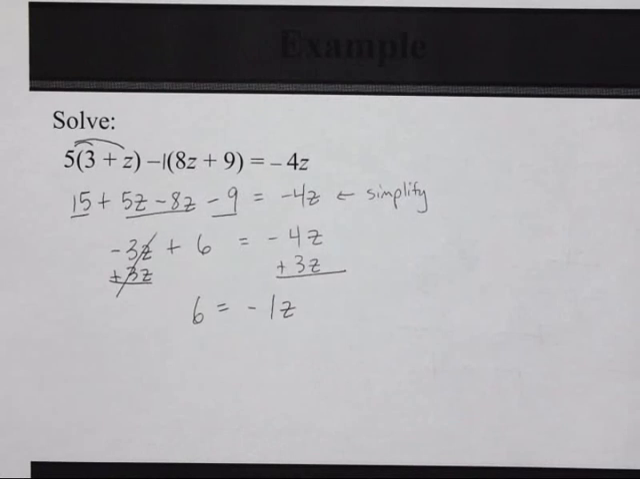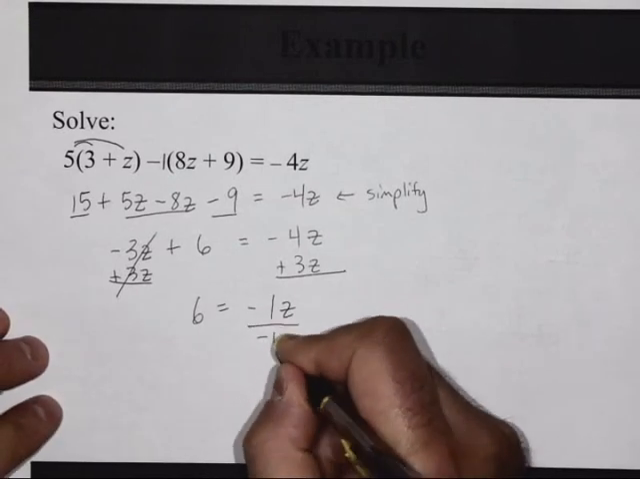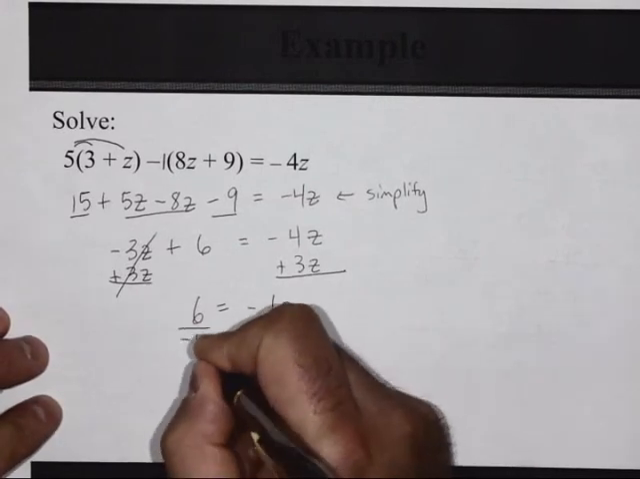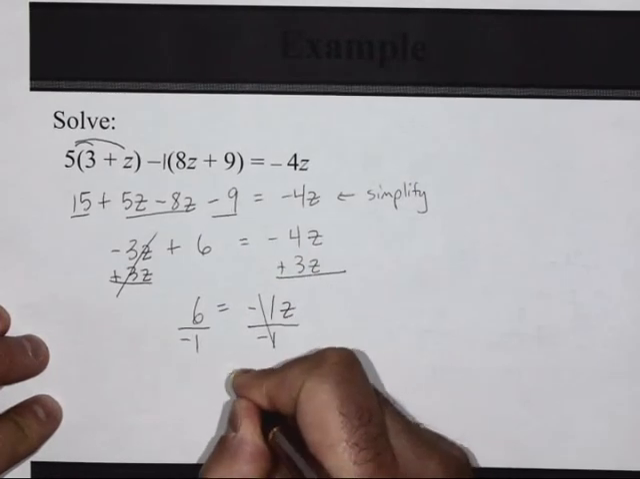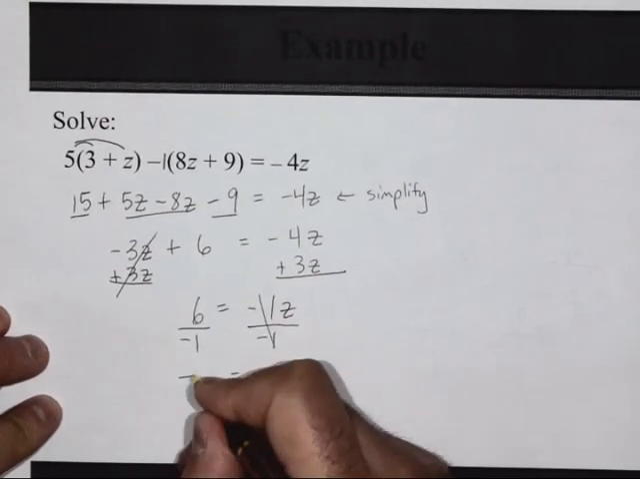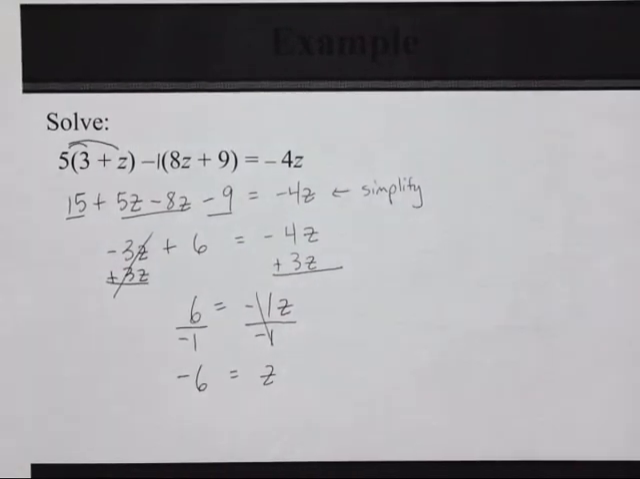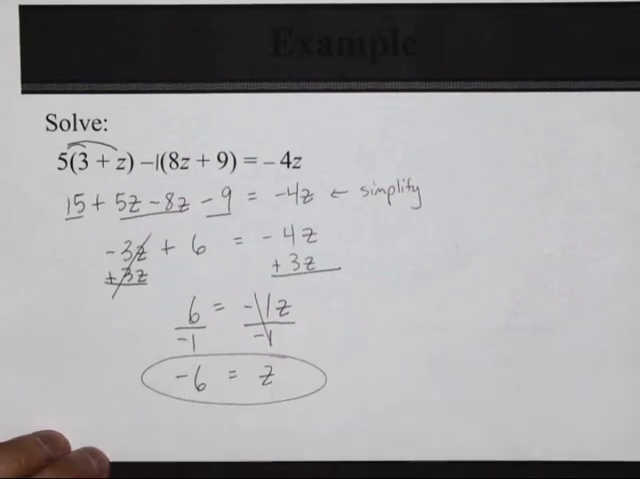So I almost got the z equals statement except for this negative 1. So that's negative 1 times z. So the opposite of multiplication is division. I divide by this exact number that I have here. And when I divide by negative 1, that's just going to change the sign. So I get positive z equals negative 6. And that would be our solution.